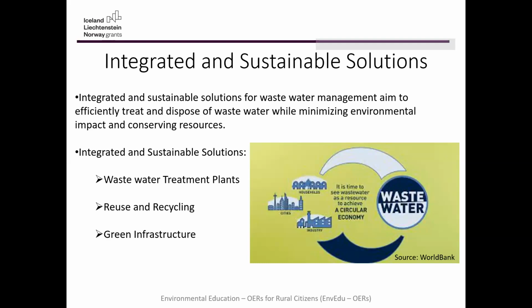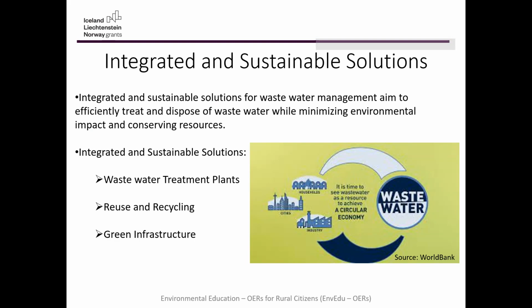Integrated and sustainable solutions for wastewater management aim to efficiently treat and dispose of wastewater while minimizing environmental impacts and conserving resources. There are some key integrated and sustainable wastewater management solutions. Wastewater treatment plants. Modern treatment facilities use physical, chemical, and biological processes to remove contaminants and pathogens from wastewater before discharge. Reuse and recycling.